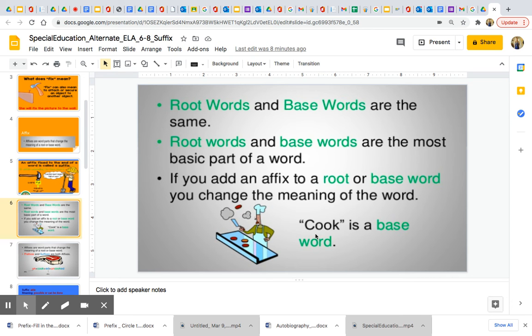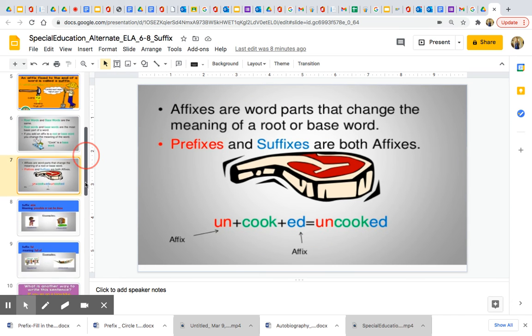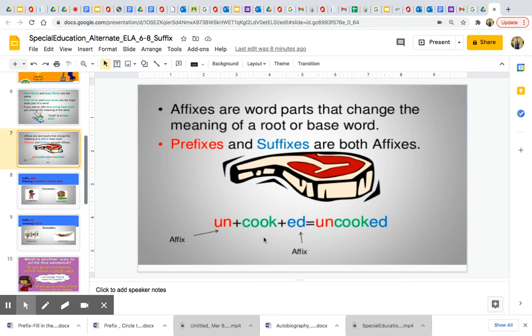For example, cook is a base word. Now, let's look at the word cook. Cook is a base word. And we are going to add the suffix ed to the word cook. So you see cooked. Now the word is cooked because we added the suffix ed.